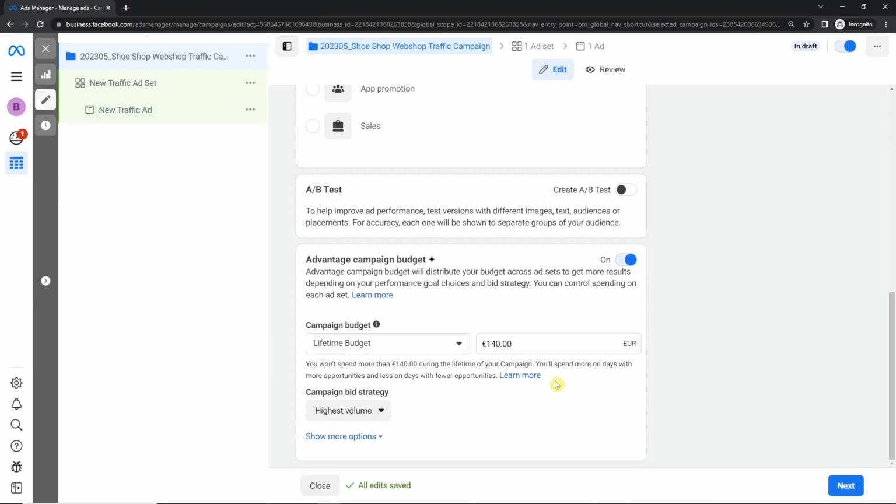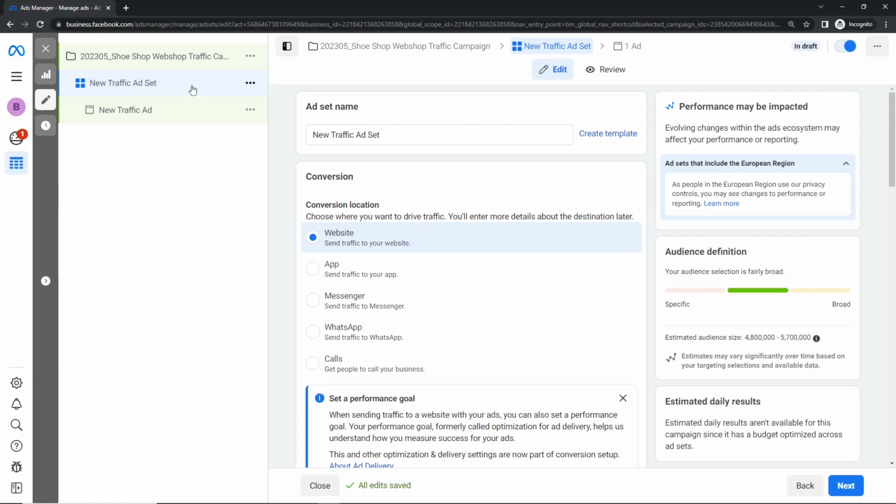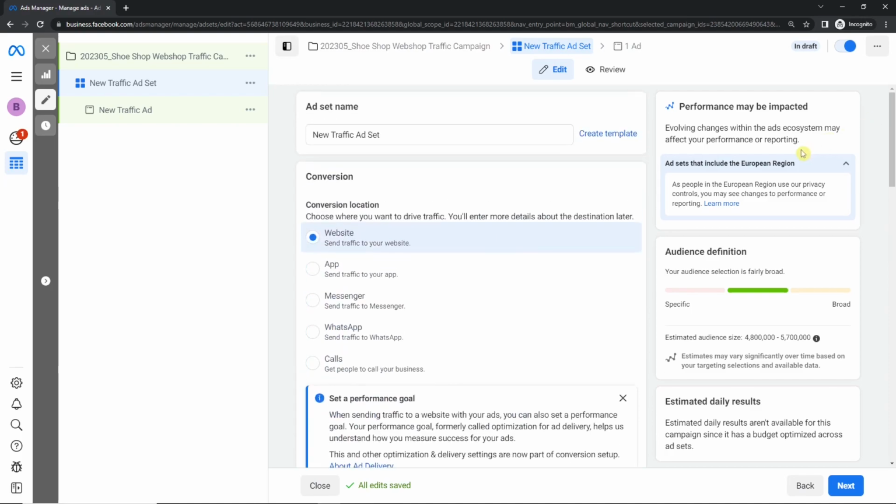Okay, we click at the bottom right corner on next, and then we are already on the ad set level, which is a bit more complex and we have more things to do here.